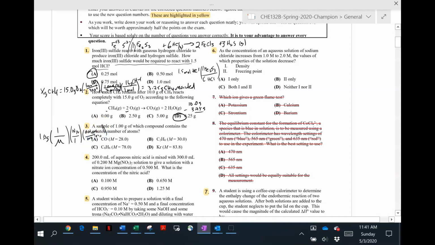So what we're looking at here, basically the idea is the number of atoms divided by the molar mass for each one will be what we're dealing with here. So here in CO, we've got 2 over 28. C2H6 over here is going to be 8 over 30.